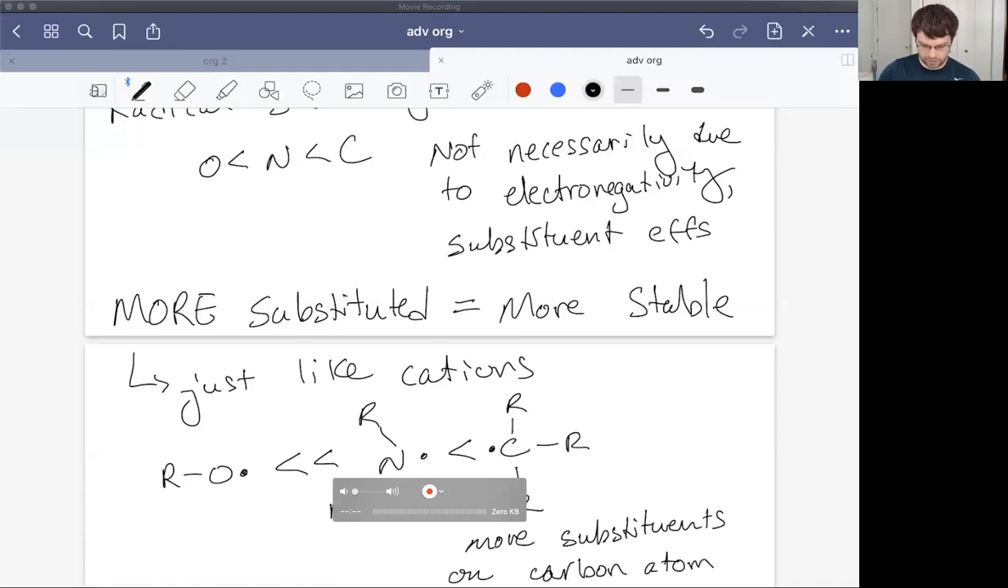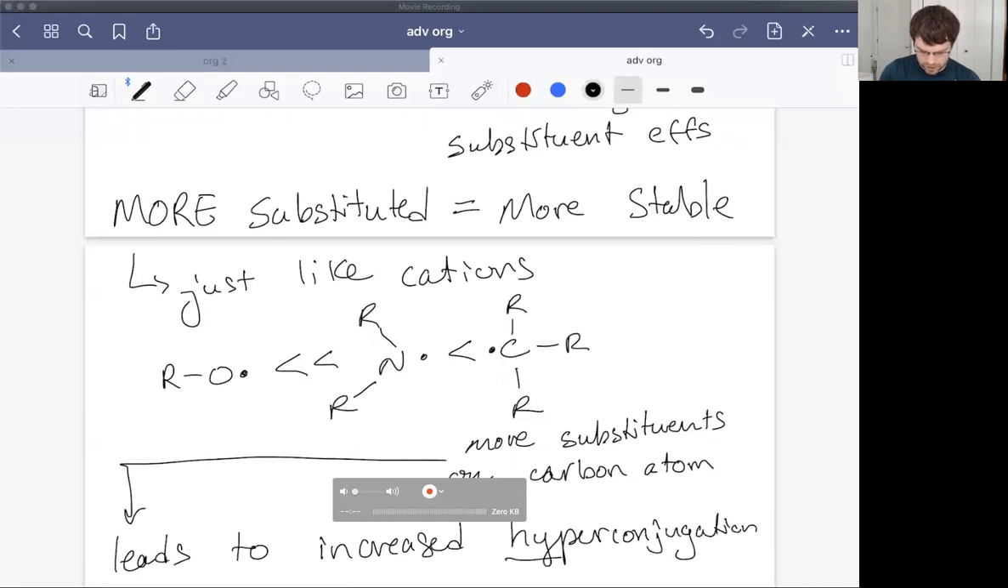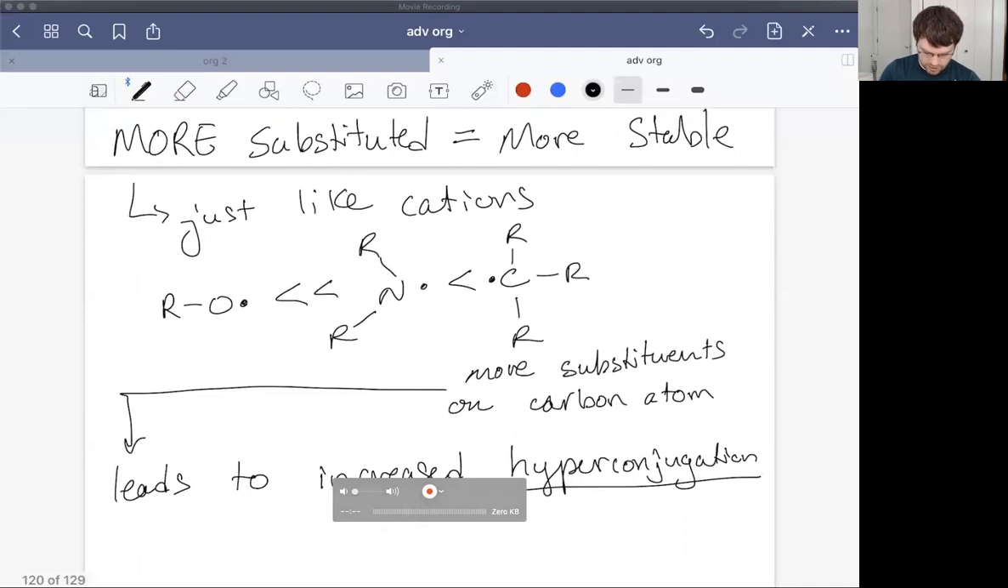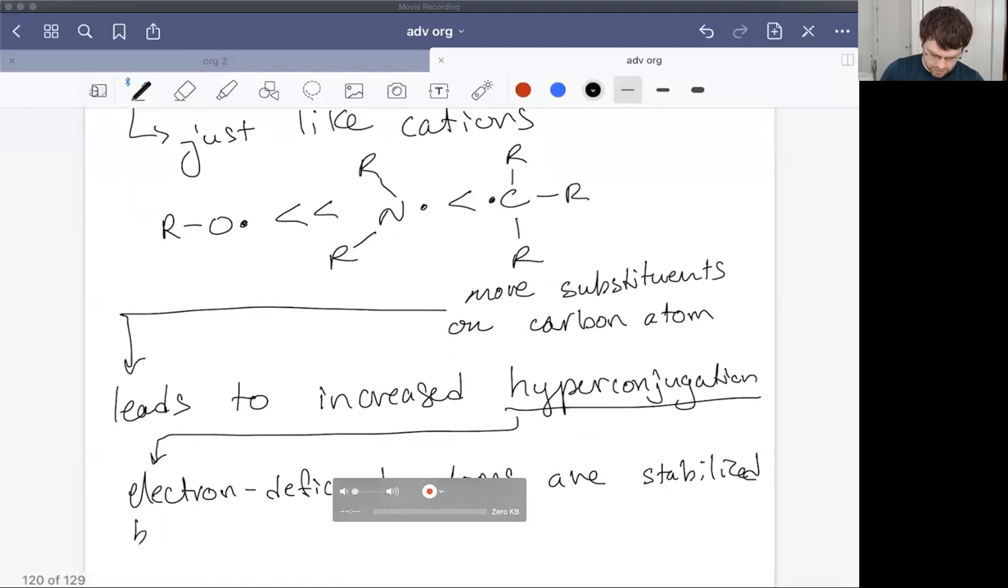And that's because of increased hyperconjugation. And hyperconjugation, if you recall, is this term that suggests that electron deficient atoms or centers or areas are stabilized by nearby bonding orbitals.